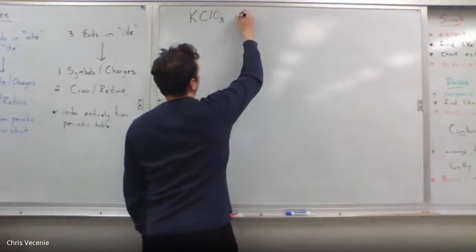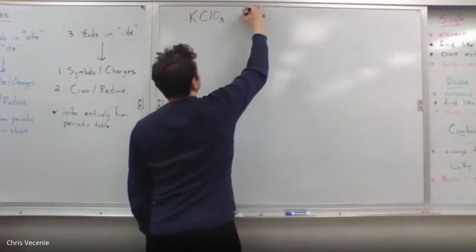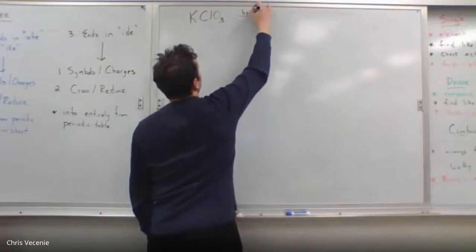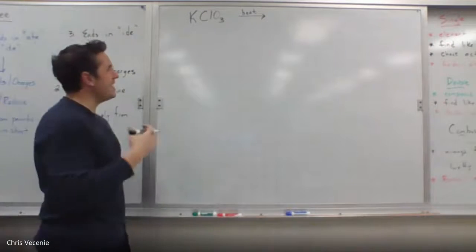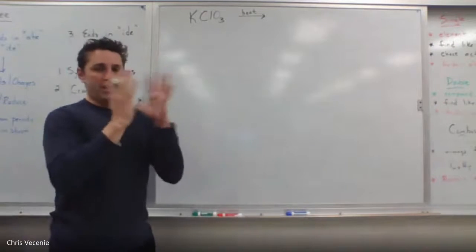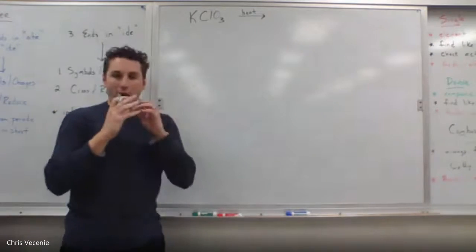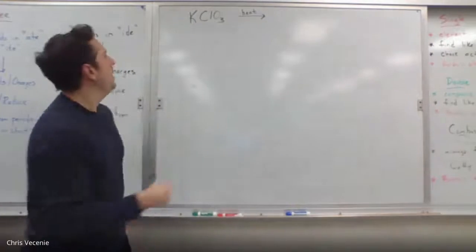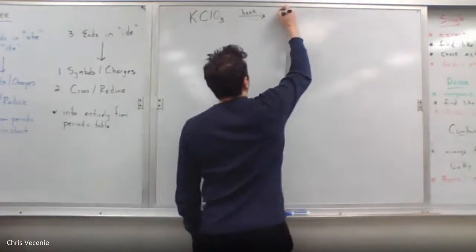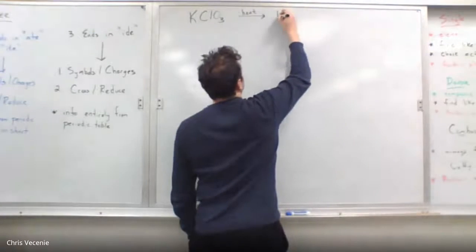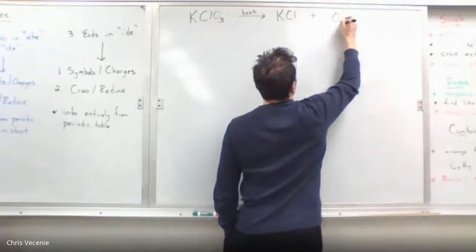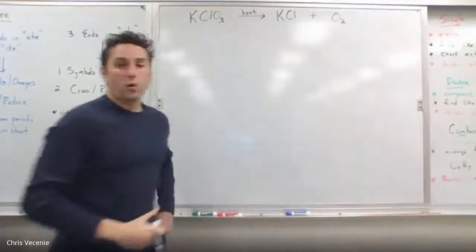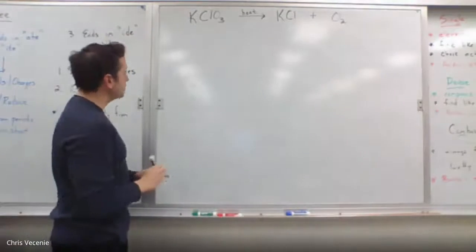There's a reaction where if I heat potassium chlorate, I can get it to decompose. I heat the thing up and it shakes hard enough so that a portion of it breaks away. Right now, it won't break down into all its elements individually, which is good because chlorine by itself is toxic.